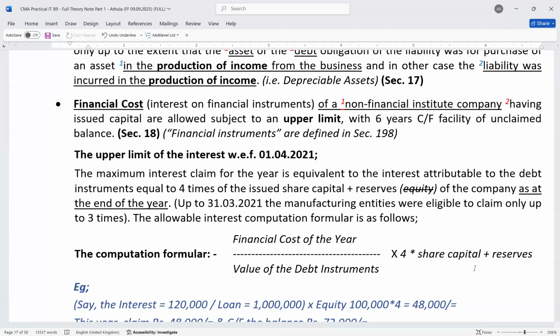Then what you have to do, you have to carry forward it to the next year and claim it in a subsequent year. Right.